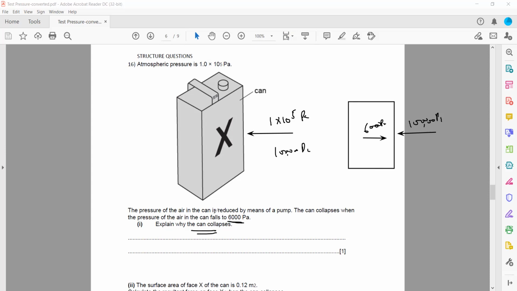So what is the reason why this can collapses? Because the pressure from inside is lower than the outside pressure. That's why the can collapses. So it's 1 mark because of the difference in pressure: the outside pressure is more than the inside pressure. That is why this can collapses.